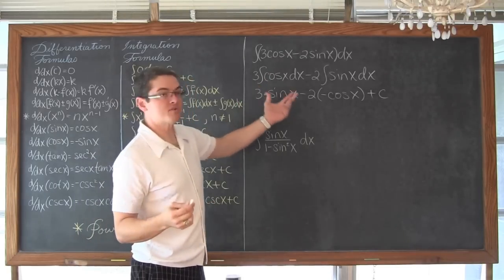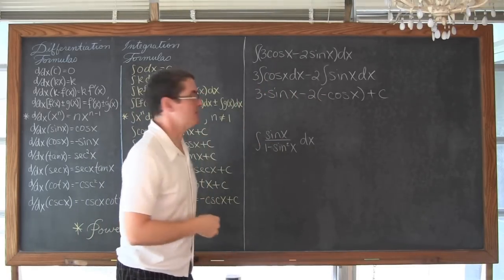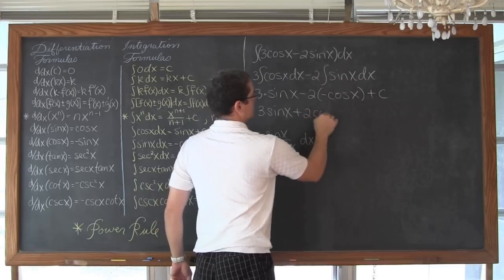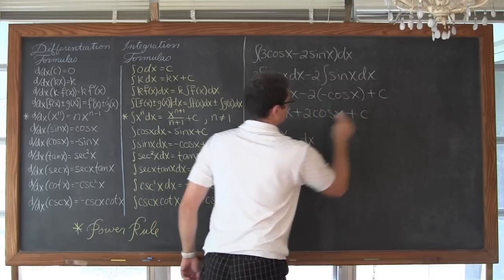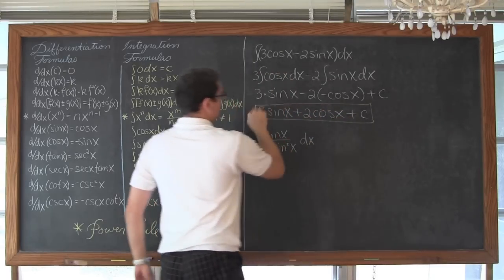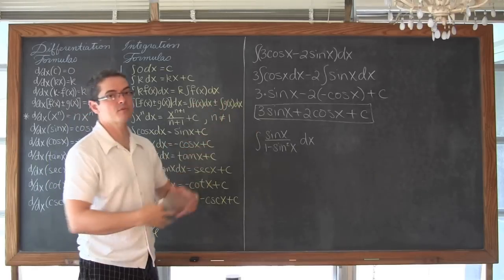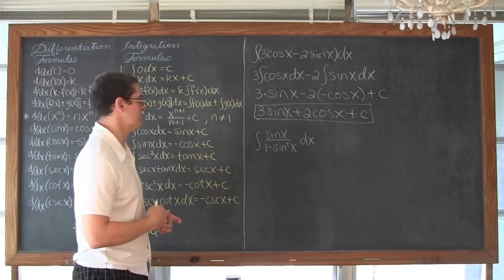Now, not much left to clean up. We just have negative 2 times negative 1. So we have 3 sine x plus 2 cosine x. And again, don't forget that plus c at the end so that we have an answer for the family of all of the antiderivatives.